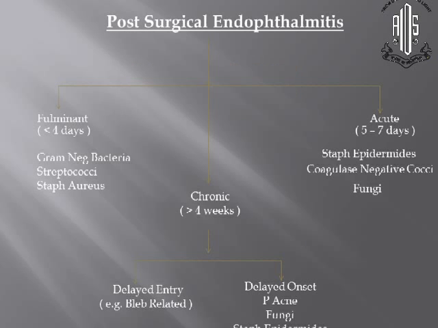So, putting all this in a tabular form, always remember, the fulminant will present in less than 4 days, and an acute will be between 5 to 7 days. For fulminant, these are the causative organisms: gram-negative bacteria, Streptococcus, Staph aureus. Acute would be Staph epidermidis, coagulase negative cocci or fungus. Chronic, which presents more than 4 weeks, is again delayed entry, that is bleb related, or delayed onset. The most common of that is P. acnes.